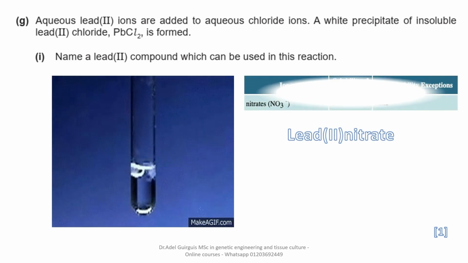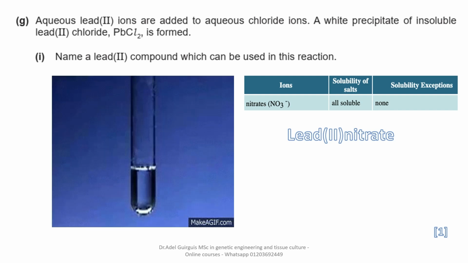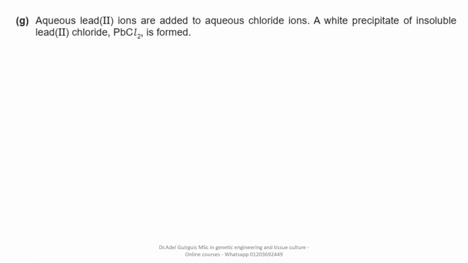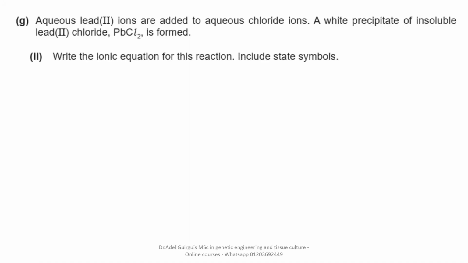Why? Because all nitrate salts without exception are soluble. When we add lead(II) nitrate into a solution containing chloride ions as halide ions, what would happen? A white precipitate is formed due to formation of PbCl2, like in this animation. The same, okay.